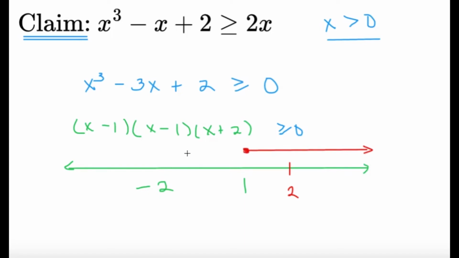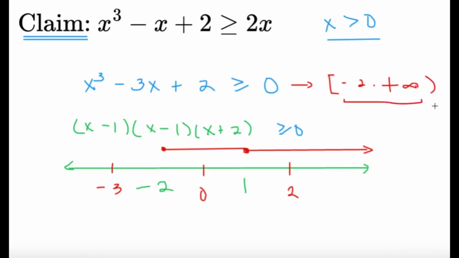You guys can figure it out here that, for example, if I substitute 0, it is also going to work. So values from negative 2 to 1, it is going to work indeed. Now if I substitute negative 3, you guys are going to realize that it's not going to work. So the left region will not work. So the solution to this cubic inequality will be x in the range negative 2 to positive infinity. And since x is greater than 0, the positive real numbers are a subset of this one, so the claim is indeed correct.